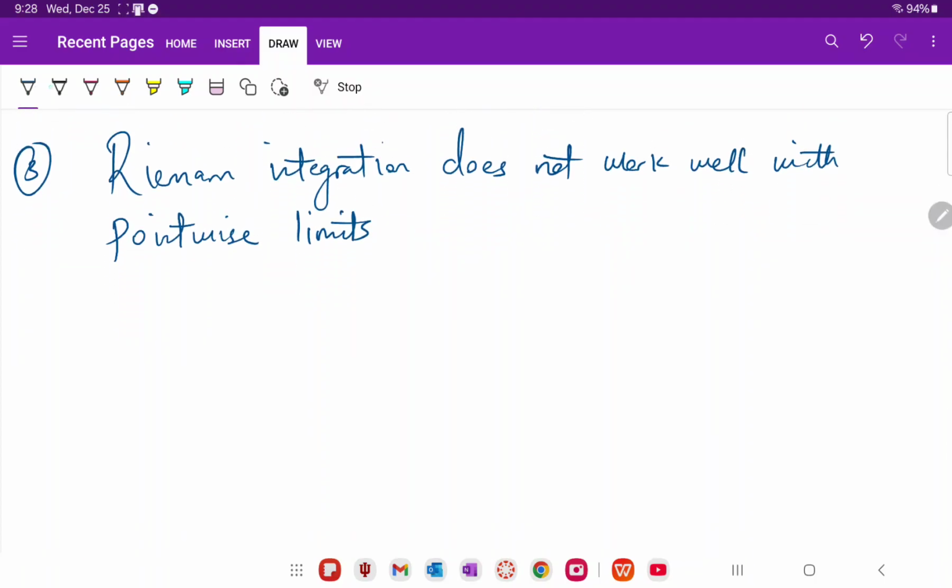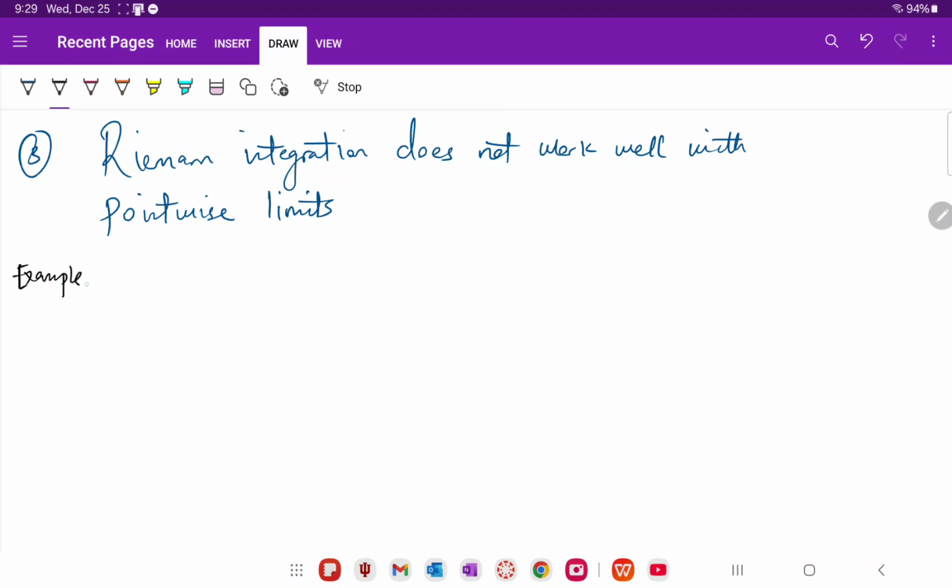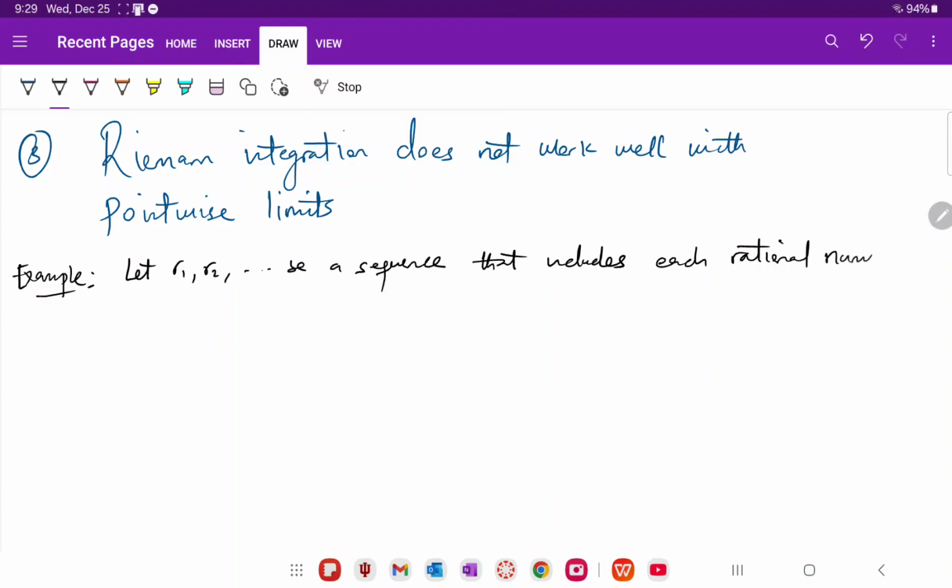So let's take an example for that. Let r1, r2, and so on be a sequence that includes each rational number in [0, 1] exactly once, and that includes no other numbers.